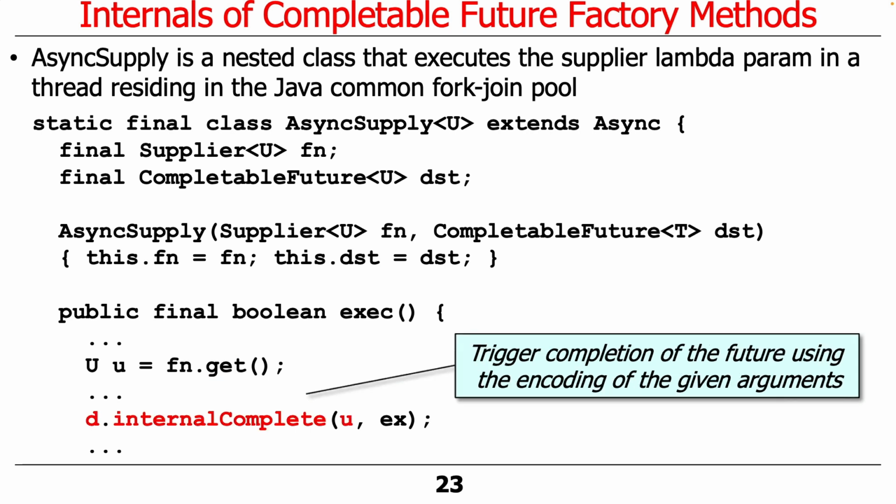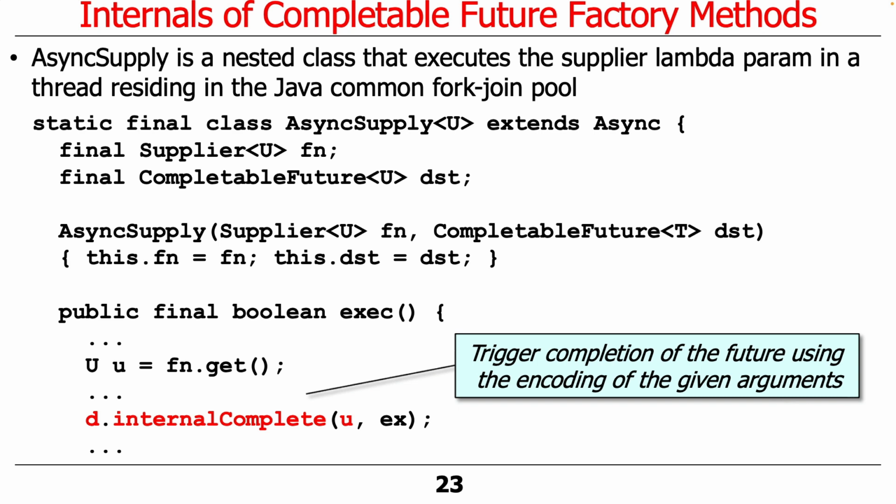So this thing runs in the background, may or may not create a compensating thread in the common fork join pool. The result comes back, and then the implementation of exec calls the internal complete method on the destination, which is this guy, passing in the result and an exception, which we didn't have in this case. And that will then trigger or complete the completable future using the parameter that comes back here. So that's how the application, which called supply async and gets back a completable future, will ultimately have that completable future completed or triggered after this call is done internally.